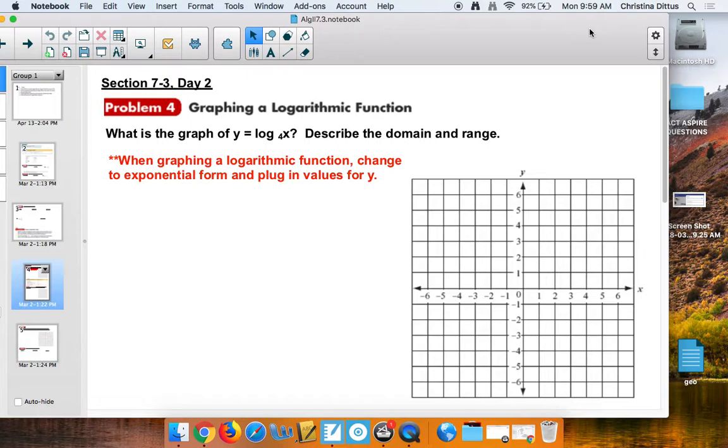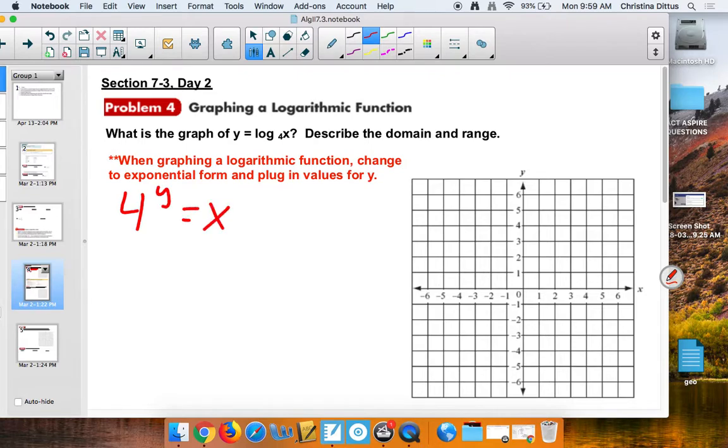Biggest thing when graphing logs is to change them to exponential form. Okay, so if I have y equals log base 4 of x, how would I turn that into exponential form? What's my base going to be? My base number. 4 to what power, x or y? To the y power, and that has to equal x. Okay? These are the same things.